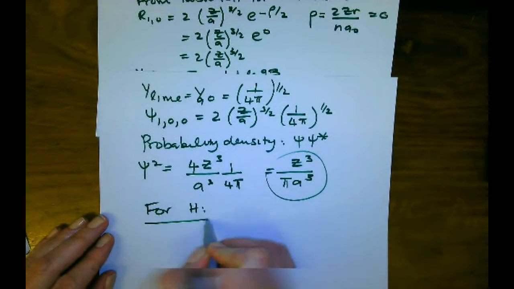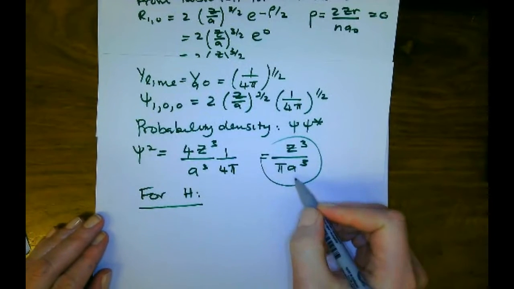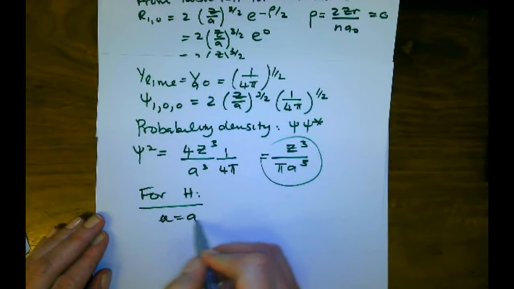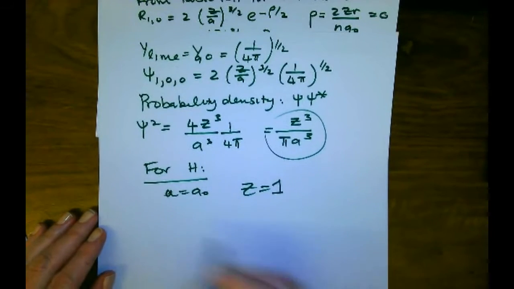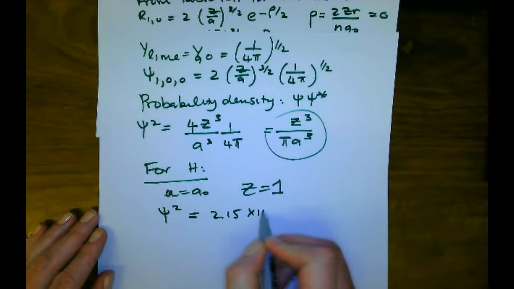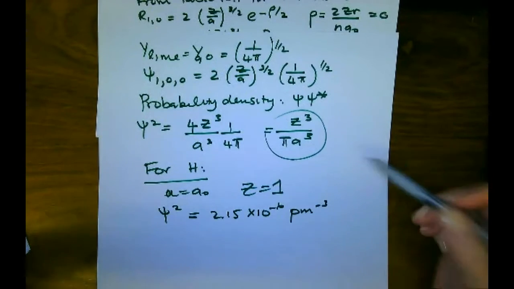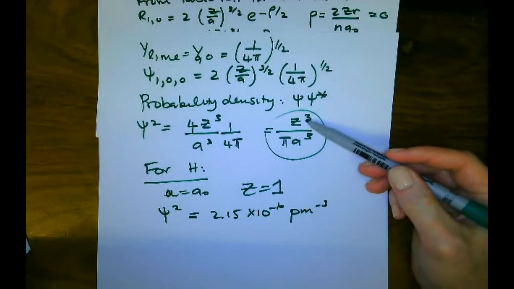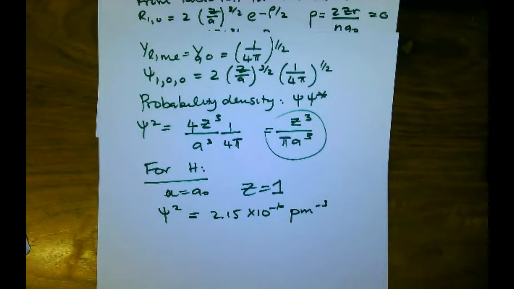If it asks you specifically for the hydrogen atom, remember this is for any hydrogenic atom, not only for hydrogen. But for hydrogen you can make the replacement a equal to a0, where a0 is the Bohr radius, and also Z equal to 1 for hydrogen. Then you can start substituting those two values, and you can find a value for the probability density.